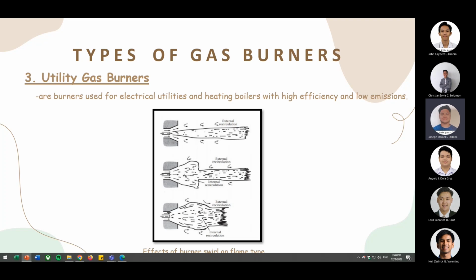Next type is utility gas burners. These burners are used for electrical utilities and heating boilers with high efficiency and low emissions. In this type of burner, flue gas recirculation is common. The flue gas comes in contact with the fresh air so that the flame temperature is reduced, however, causing the flame to be less stable.